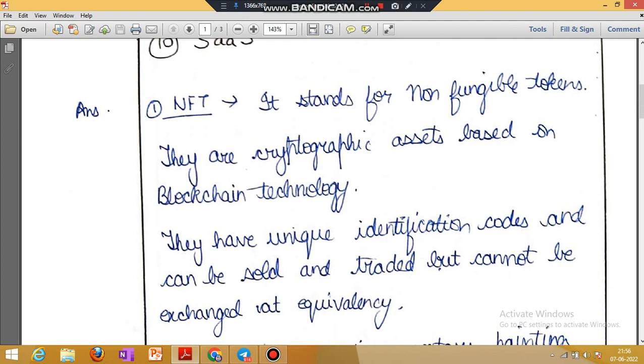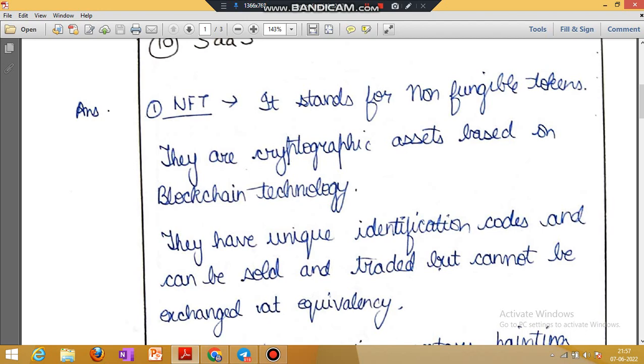For example, there is a painting. Okay, so it is represented with the help of a non-fungible token. It is called non-fungible because you cannot exchange the tokens. For example, there is a 100 rupee note. That can be exchanged by 10 rupees notes, that is equivalent. But in case of non-fungible tokens, they are not fungible, which means that you cannot exchange the token of one item with the token of another item.